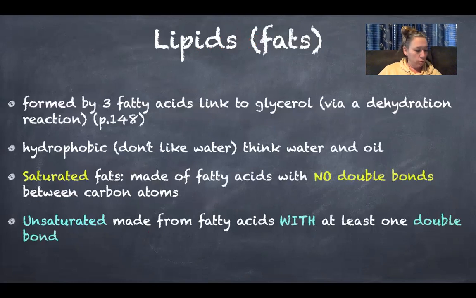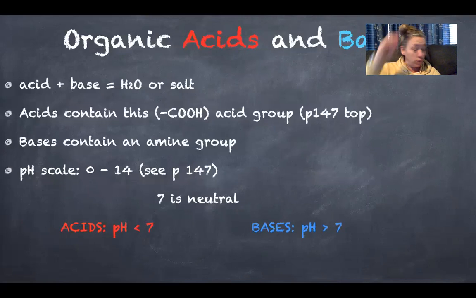Okay, so now we're going to move on to, actually, let's go back. If you look at 147 again, you could see orange juice is a 3. That's a big deal. Lemon juice is even more acidic, and battery acid is all the way down by almost 0. You don't want to touch that.